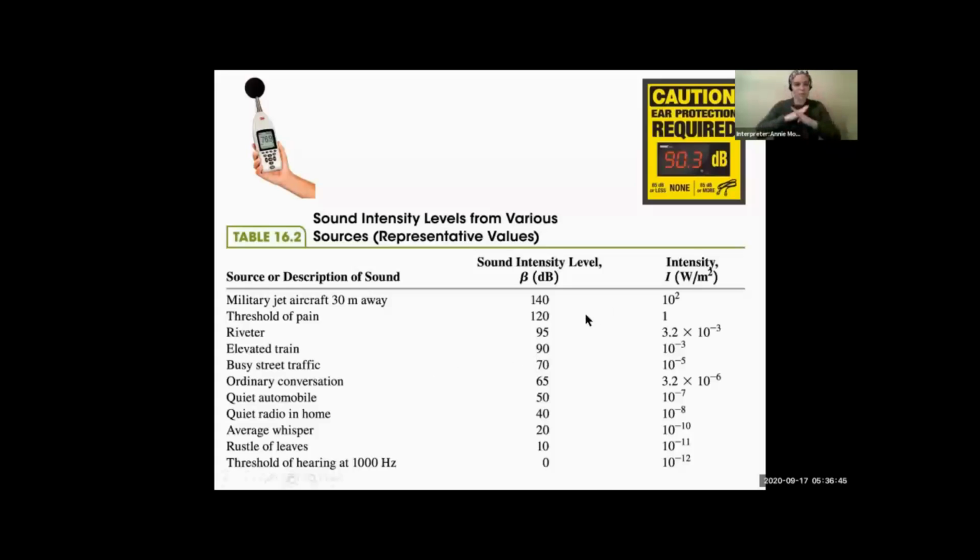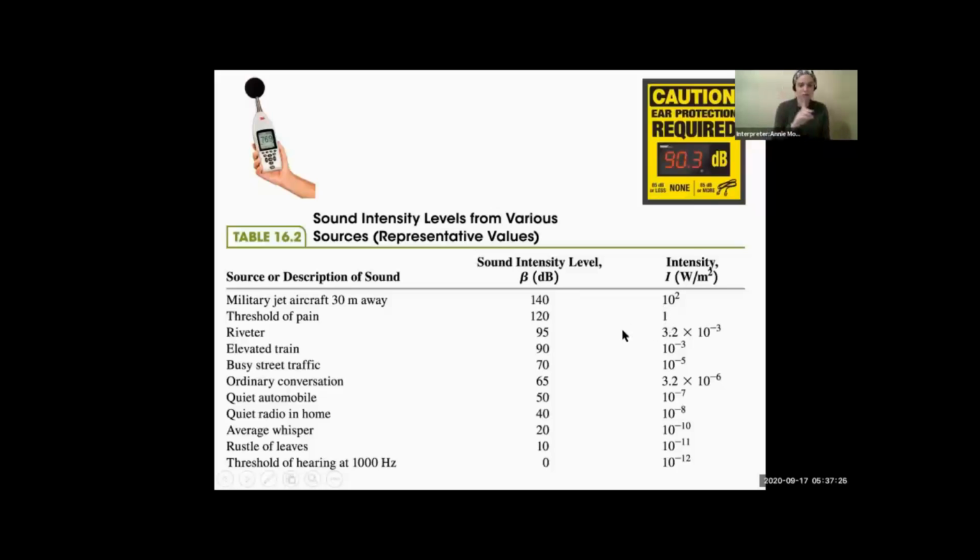Your ear needs some protection, earplugs actually, if you have a sound loudness after 90 or 100 decibels, which is really loud noise. A jet engine produces about 140 decibels, just to compare. Our ordinary conversation produces about 65 decibels, and a quiet automobile about 50 decibels. So sound level is measured in this scale, not in this scale. These are the associated sound intensities.